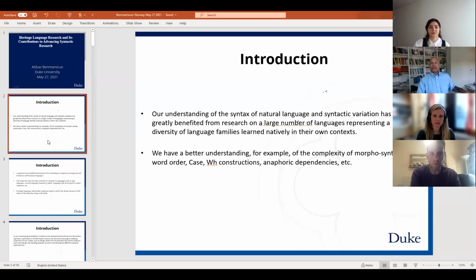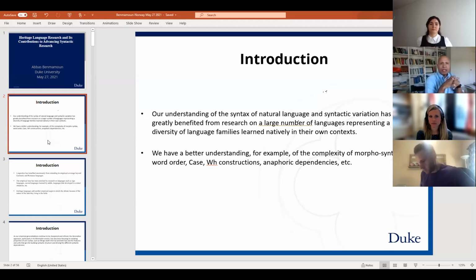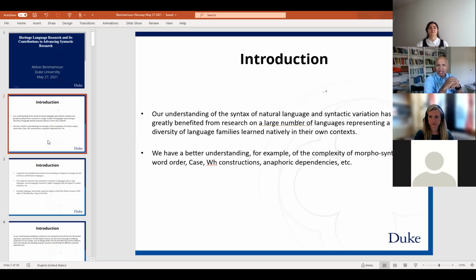Yeah. So this would be taking data from heritage languages and the results of research that we have been doing to engage some issues in syntactic theory. As you know, syntax, especially generative syntax, has really benefited greatly from its research on a number of languages that represent the diversity of language families that are learned natively in their own native context. So for example, we know much more about the complexity of morphosyntax, let's say tense, agreement, systems, word order, case, WH constructions, anaphoric dependencies. If you look at generative grammar and our understanding over the last 50 or 60 years, we know more.